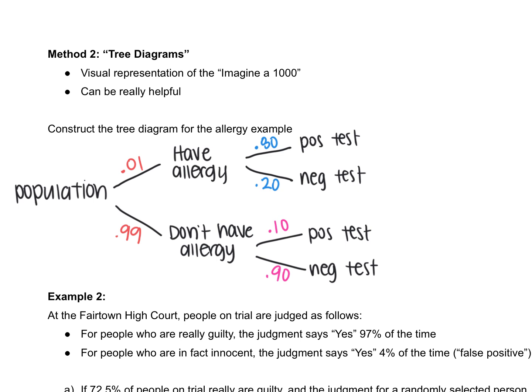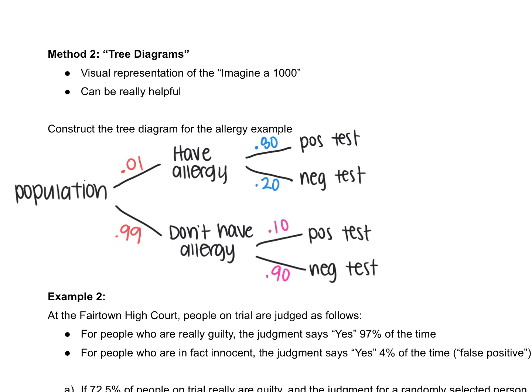Now here's the thing, in a tree diagram, each set of branches, those probabilities have to add to 100%. So my first set of branches, have allergy, don't have allergy, 0.01 and 0.99 adds to 100%. Then for have allergy, positive and negative test, 0.80 and 0.20 add to 100. And then don't have allergy, positive and negative, 0.10 and 0.90 add to 100.